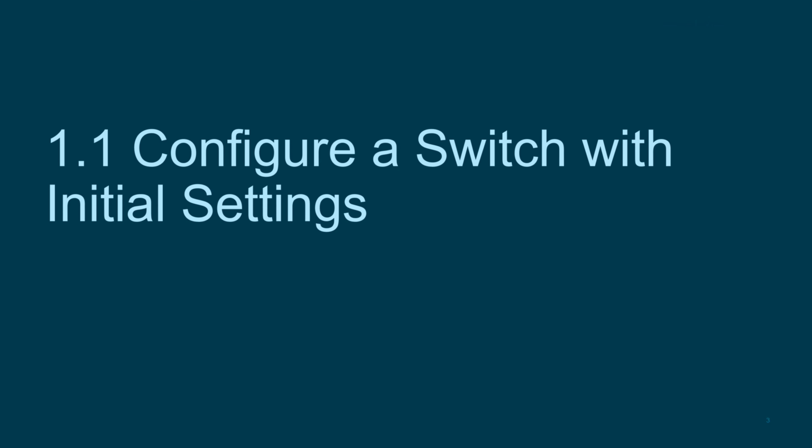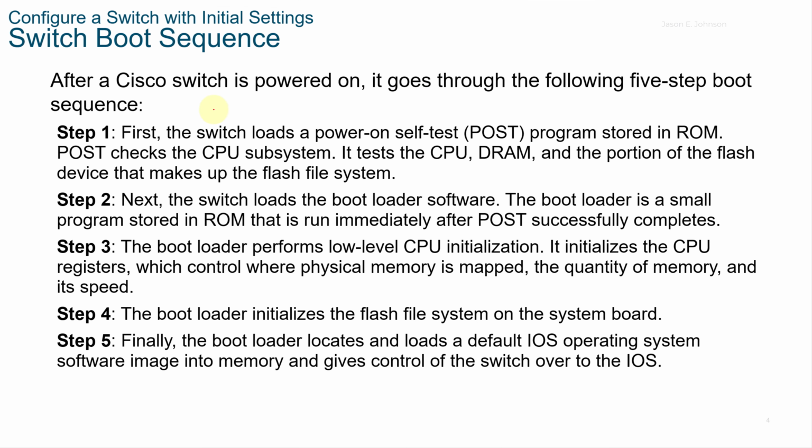Configure a switch with initial settings. After a Cisco switch is powered on, it goes through the following 5-step boot process or boot sequence. The first step is the switch loads a power-on self-test, or POST. It's a program stored in the read-only memory, and the POST checks the CPU subsystem. It tests the CPU, the RAM, and a portion of the flash device that makes up the flash file system.